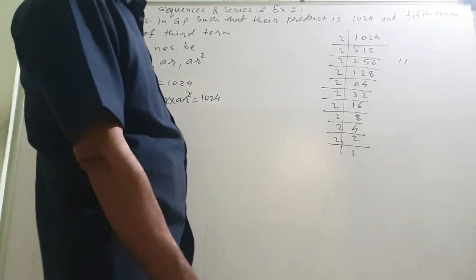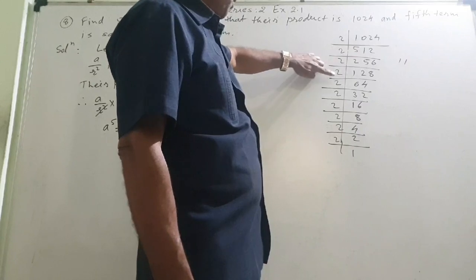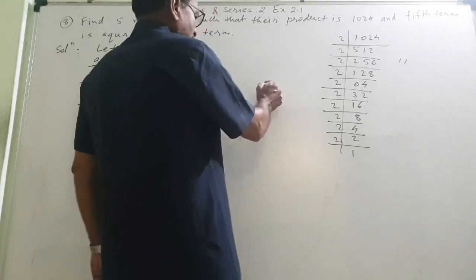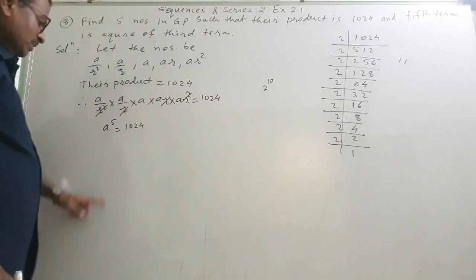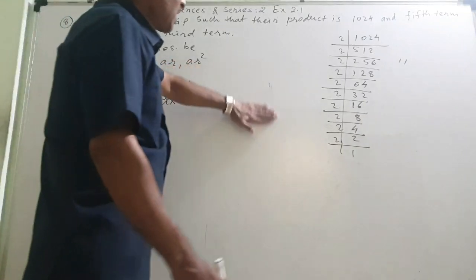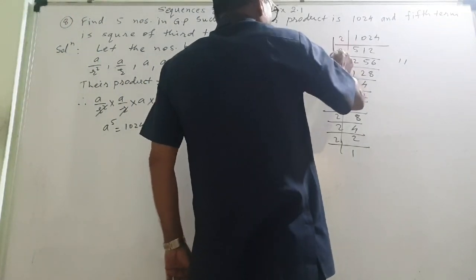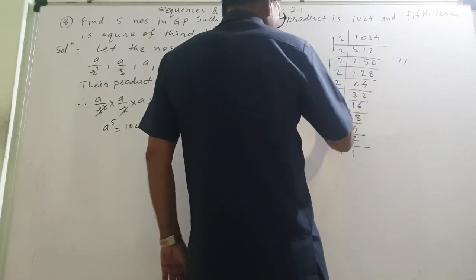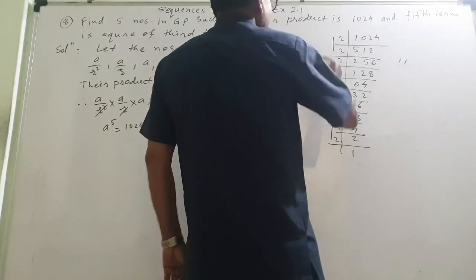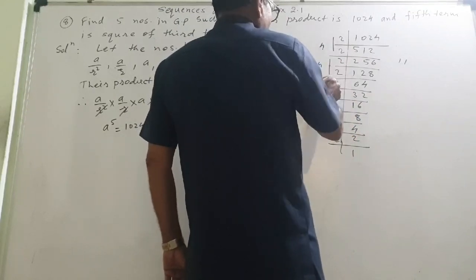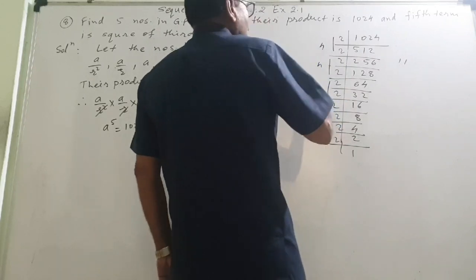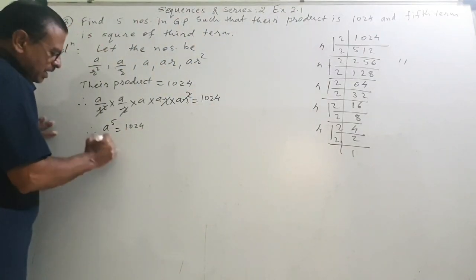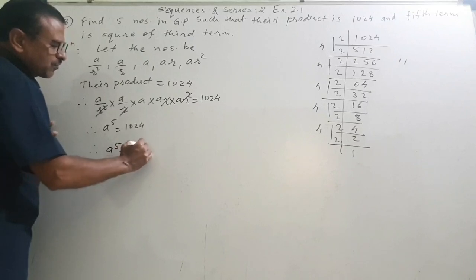So these are how many? 1, 2, 3, 4, 5, 6, 7, 8, 9, 10. So 2 raised to 10 it is. But I want something raised to 5. So what I will do, I will make this group, then this group, then this group, and then this last group. See this, this is 4. This is 4, this is 4, this is 4, this is 4. 1, 2, 3, 4, 5. Adjustment. Therefore, A raised to 5 is equal to 4 raised to 5.